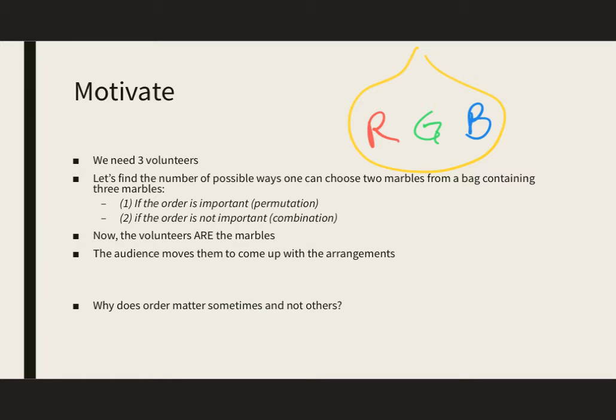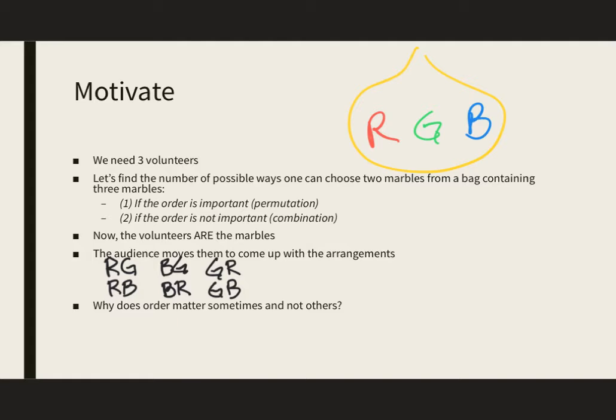Let's just count. Here we go. We're doing 2 at a time. We have red, green. We have red, blue. We have blue, green. We have blue, red. And then finally we have the ones where green is first: green, red, and green, blue. And now we count. Are you ready? Oh my goodness. 1, 2, 3, 4, 5, 6. Yes, we did it. So there are 6 ways that we could choose 2 marbles from a bag containing 3 marbles.